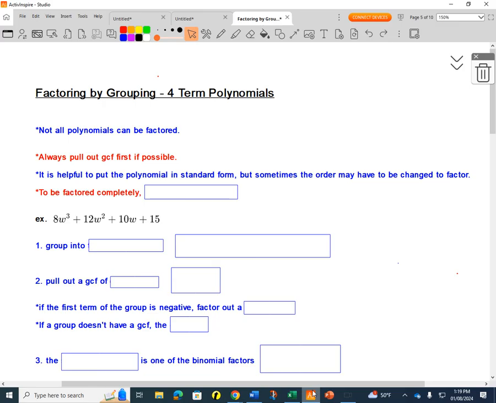Now, what does it mean to be factored completely? That's our next little line right here. To be factored completely, there has to be no common factors greater than 1.